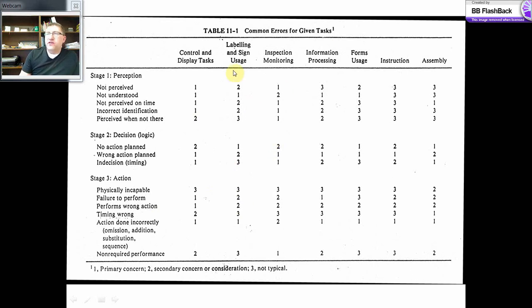It also helps you when you have a different type, like assembly, right? What are you looking for? Well, time can be an issue, right? Not understanding things is not really an issue. You're not going to misunderstand something in assembly very often, but you might not perceive it at the right time. You might miss something just from a time point of view. But down here, again, timing wrong or incorrect action: you leave something out, you add something, or you replace something that shouldn't be replaced. That's definitely a major concern of assembly, right? You want to get things in the right order, in the right sequence. So that's a primary error concern. Physically incapable of performing it, well, if you're in an assembly job, that could be a problem, but most of the time that's not going to be a problem, but it could be. So that's a 2. Do you see how it works?